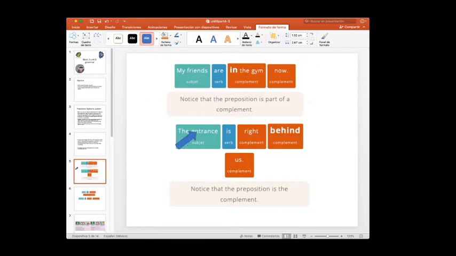Okay. Another one is, "The entrance is right behind us." Notice that the preposition is part of the complement. The word "behind" has its meaning, but "behind us" is combined with some persons. That's the reason we said it is always combined.